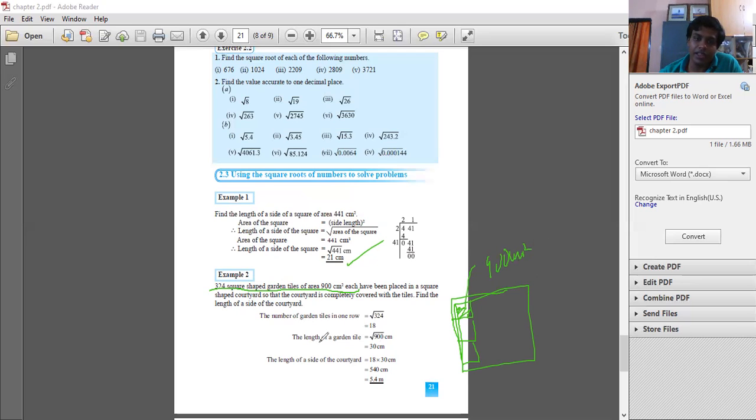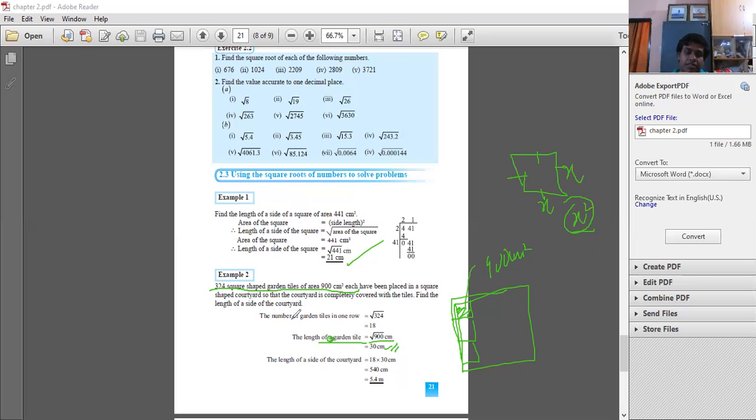So to find the length of a garden tile, that is the square root of 900. Why is that? Because if you take a square, x into x will give you the area, because all four sides are equal. Length into breadth usually gives you the area, so x into x, as both are equal, it will be a square. The square root of 900 is 30. You will get the length of a garden tile, x.